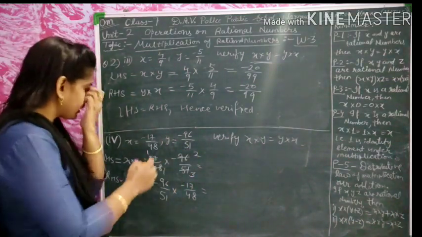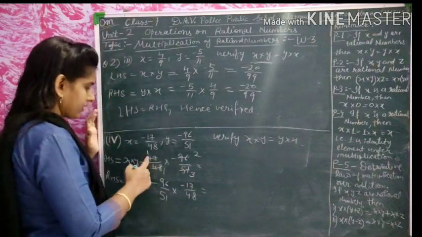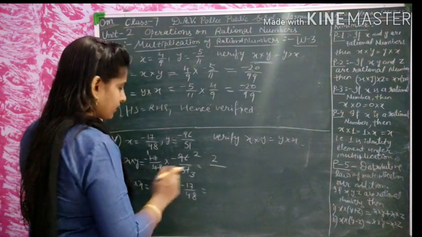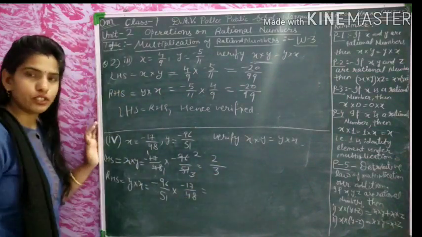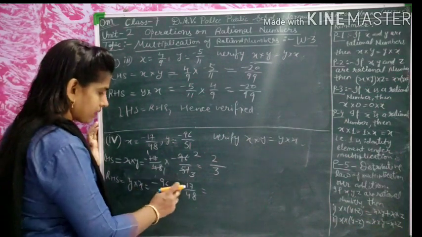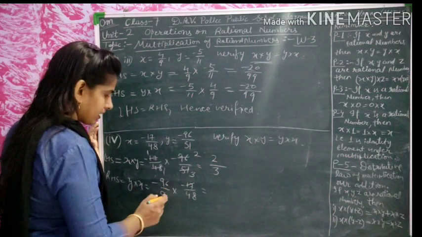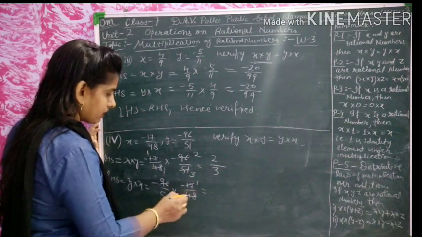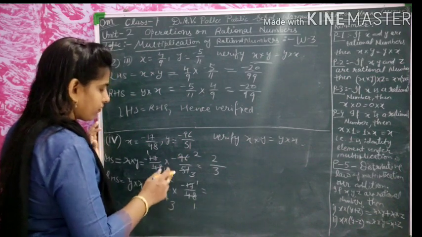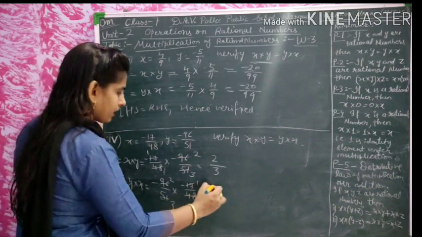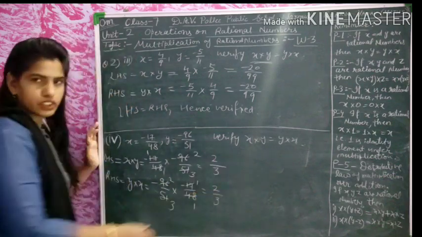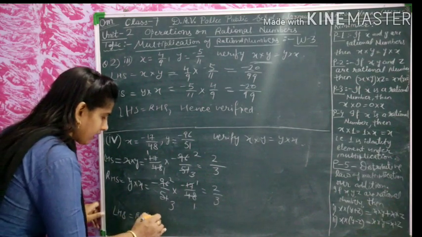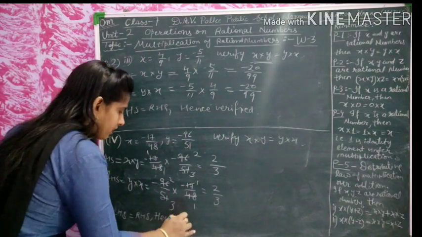So students, you are seeing minus and minus, so it becomes plus. 2 ones are 2 and 3 ones are 3, so we get here 2 by 3. Same doing like this, minus and minus is plus, and in the 17 table, 17 ones are 17, 17 threes are 51, and same in this one, 48 twos are 96, and we get here 2 by 3. LHS is equal to RHS, hence verified.